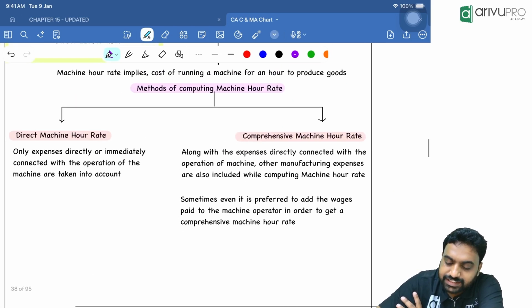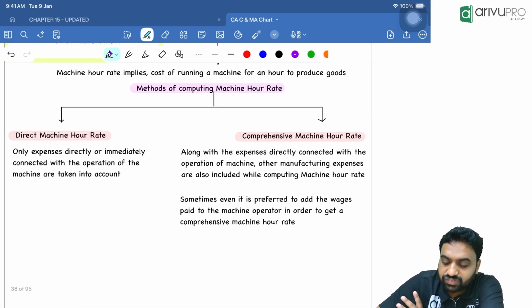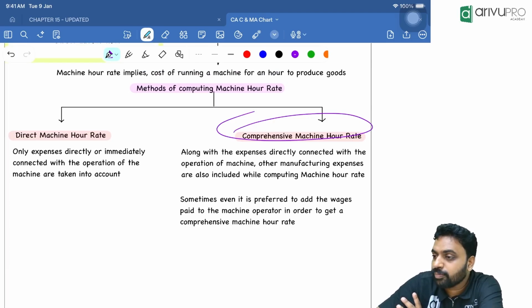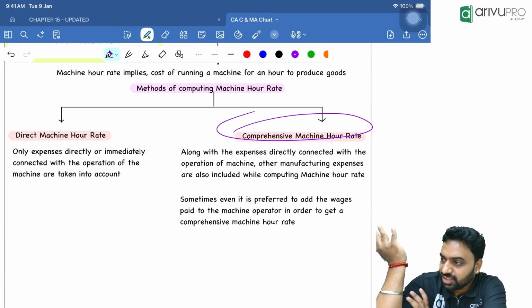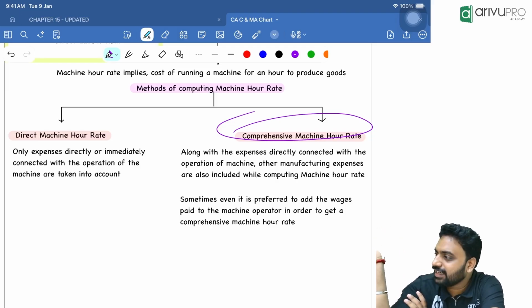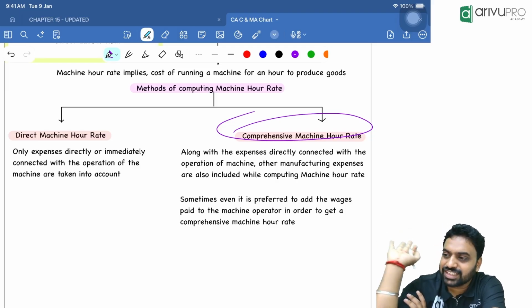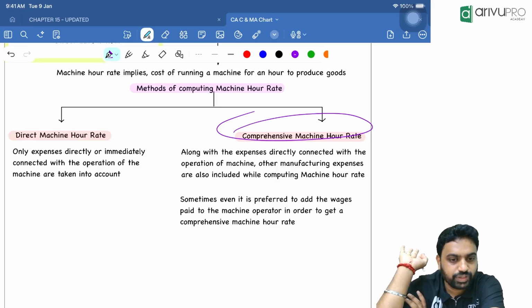Sir, if the question is silent, which one do we follow? If the question is silent, we follow comprehensive machine hour rate. Because we don't want to charge that cost center, whatever is unallocated expense, again as one more overhead rate. Rather add it to the machine and charge it as a machine hour rate. That is the best way to do it. Got it?